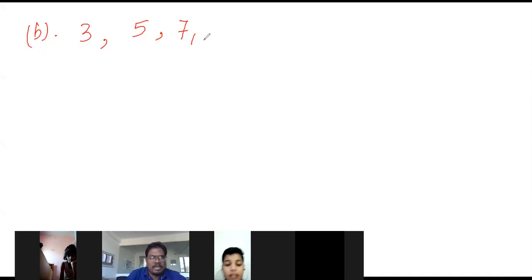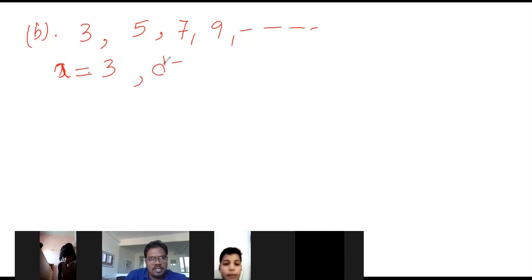Okay, now look at the last question of this exercise. In A, there will be 3 matchsticks. In B, there will be 5 matchsticks. In C, there will be 7. And in D, there will be 9. What is the value of A, the first term? That will be 3. And the value of D, the difference between them, will be 2.